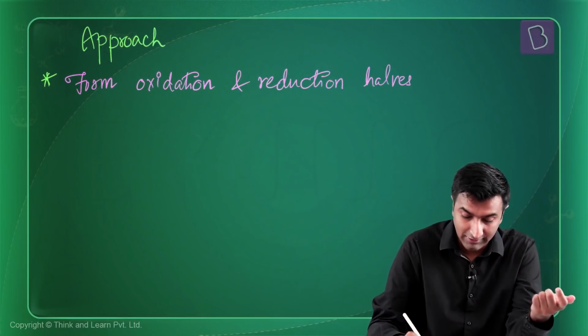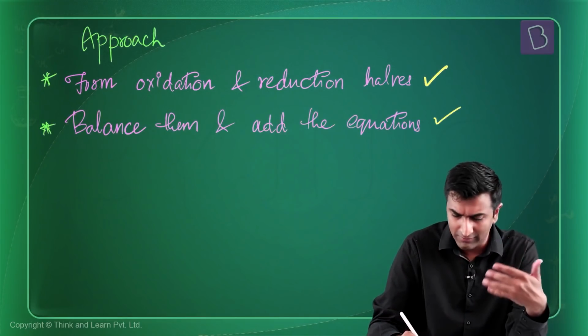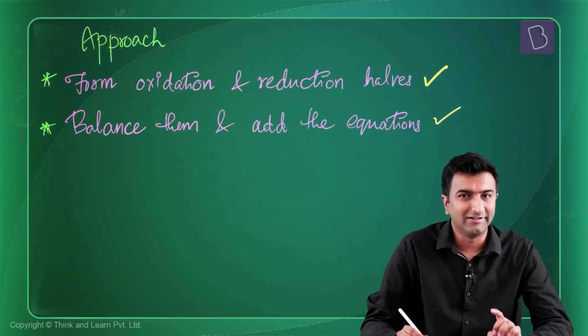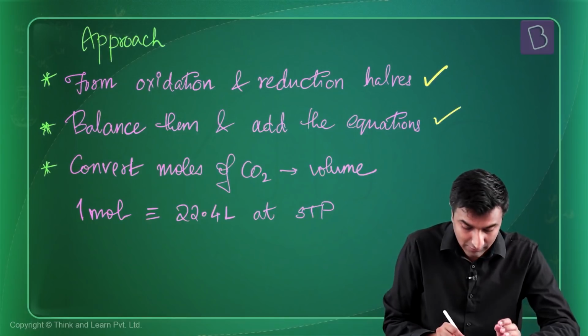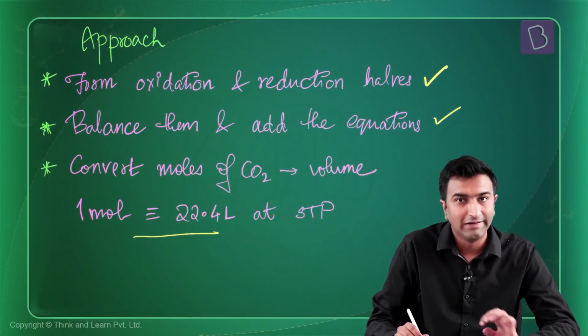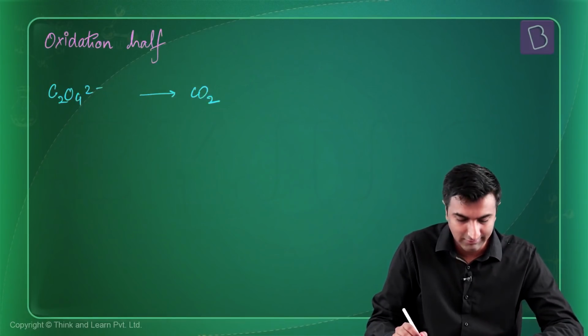So we need to first form reduction and oxidation halves, balance them. From there on, it's more of a redox idea. The last idea requires you to do a little bit of gaseous state: at STP, 1 mole is equivalent to 22.4 liters. So let's get started with the redox reactions.